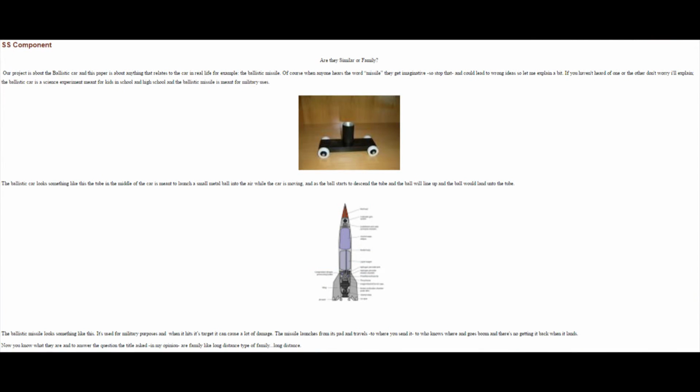For our social studies component, we talked about whether ballistic cars had anything to do with ballistic missiles. We came to the conclusion by doing research that we considered them family, long distance family, because they're very different yet the same. They both follow the laws of ballistic trajectory, yet one is used at a kid's level or a high school level, a school level, to teach the idea of ballistic trajectory. However, a ballistic missile, as we all know, is used for warfare or military.